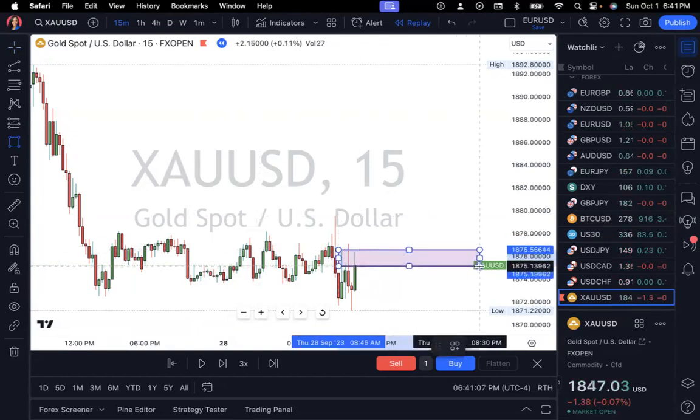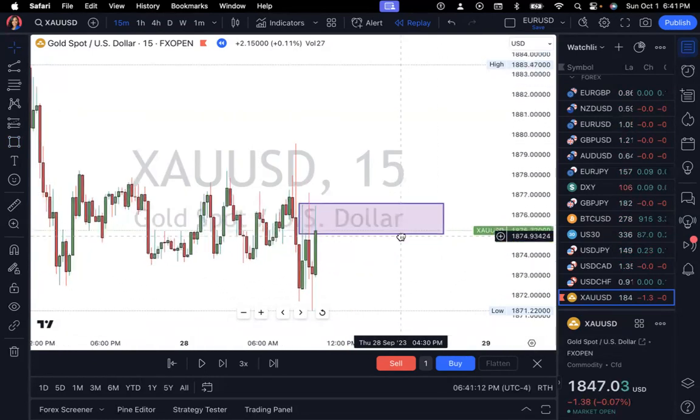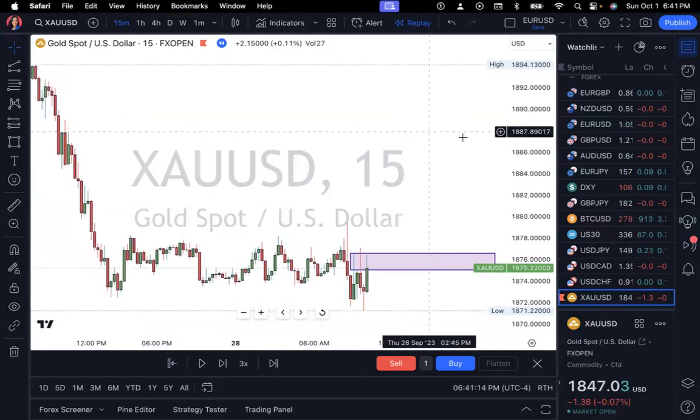And you can also change the color. I'll probably do another video on that, but you can change the color and you can save these things so that you can automatically add them to your chart.